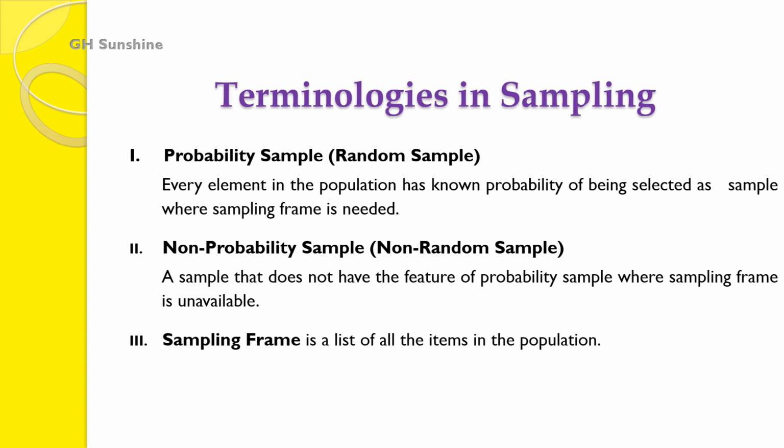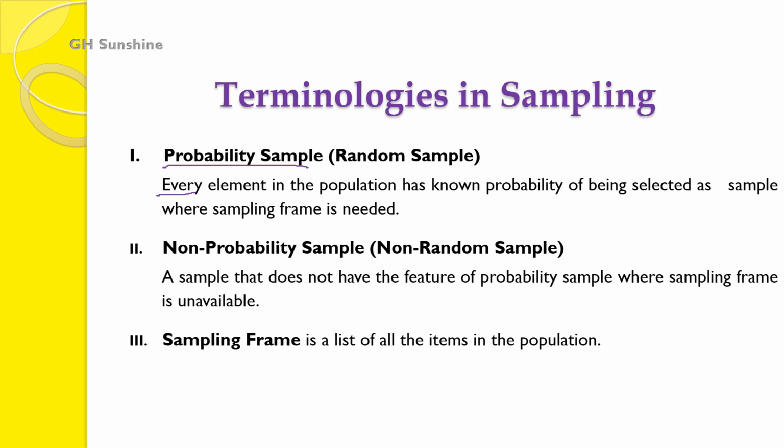So, what are the terms in sampling? First one is probability sample, known as random sample. It means that every element in the population has a known probability of being selected as a sample, where a sampling frame is needed.